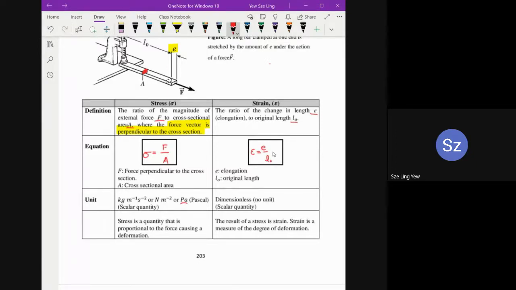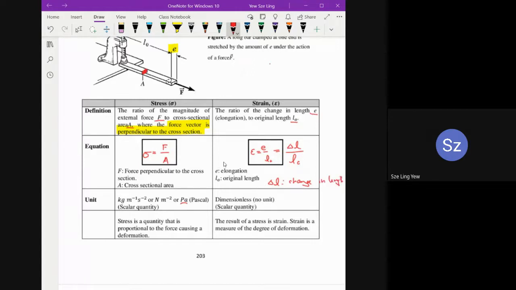At the same time, we can also write it as delta L, the change in the length, over L naught. So basically you have two equations that can be used to calculate it. The two equations mean the same thing, just that we use a different term. So delta L is a change, a change in length.